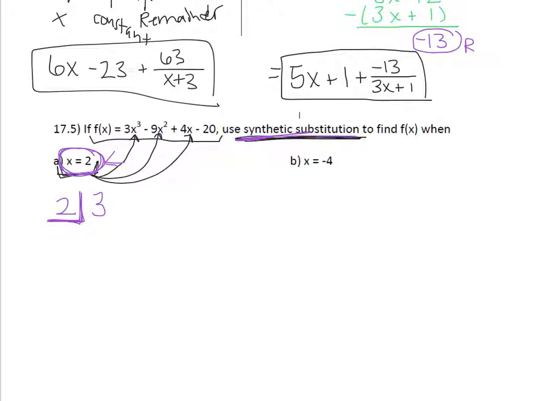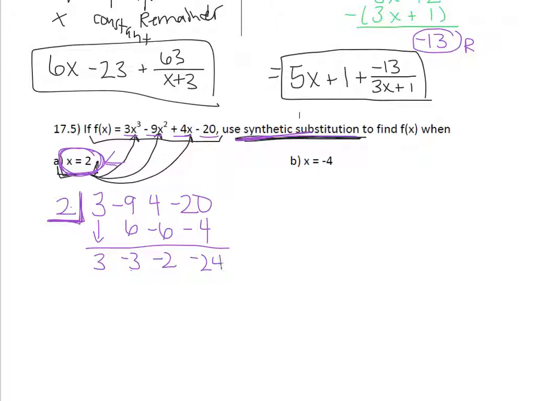So we go 3, negative 9, 4, and negative 20. It's in standard form. We aren't missing any coefficients, so we're good. Always drop down your first term, 3. Multiply your diagonals, we get 6. Add your columns, we get a negative 3. Multiply your diagonals, we get a negative 6. Add your columns. Multiply your diagonals. Add your columns, we get a negative 24.